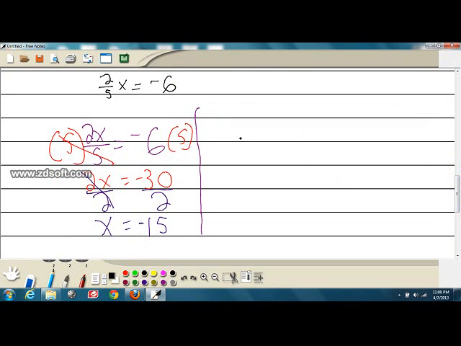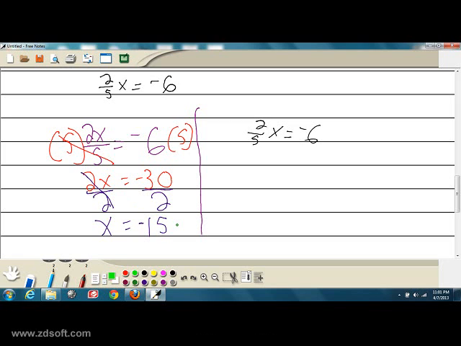So let's rewrite this here. So we have 2/5 x is equal to negative 6. So now, if we pretend this is just one number, because it is, it's just a decimal, it's just 0.4. We have 2/5 times x. So we're multiplying. So what's the opposite of multiplication? That's right, division.